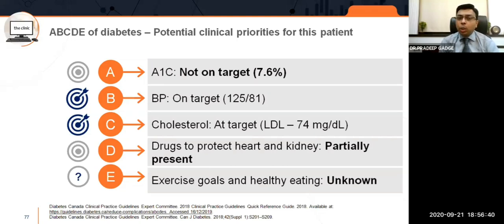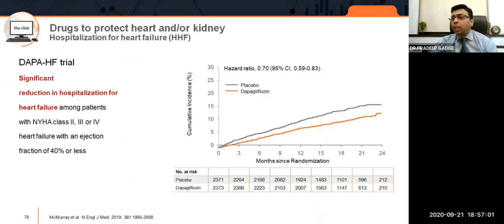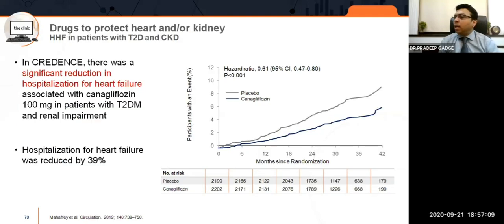And again, as I told you, salt reduction, importance of diet, importance of exercise, all those things should be re-emphasized in such patients. Now see what the DAPA-HF heart failure trial has shown. It has shown that there is significant reduction in hospitalization for heart failure in diabetic patients with NYHA class 2, 3 or 4 heart failure and with an ejection fraction of 40% or less. Similar data has been shown with canagliflozin in the CREDENCE trial, that there is significant reduction in hospitalization for heart failure. In these patients, the hospitalization rate for heart failure was reduced by 39%. Very, very significant.